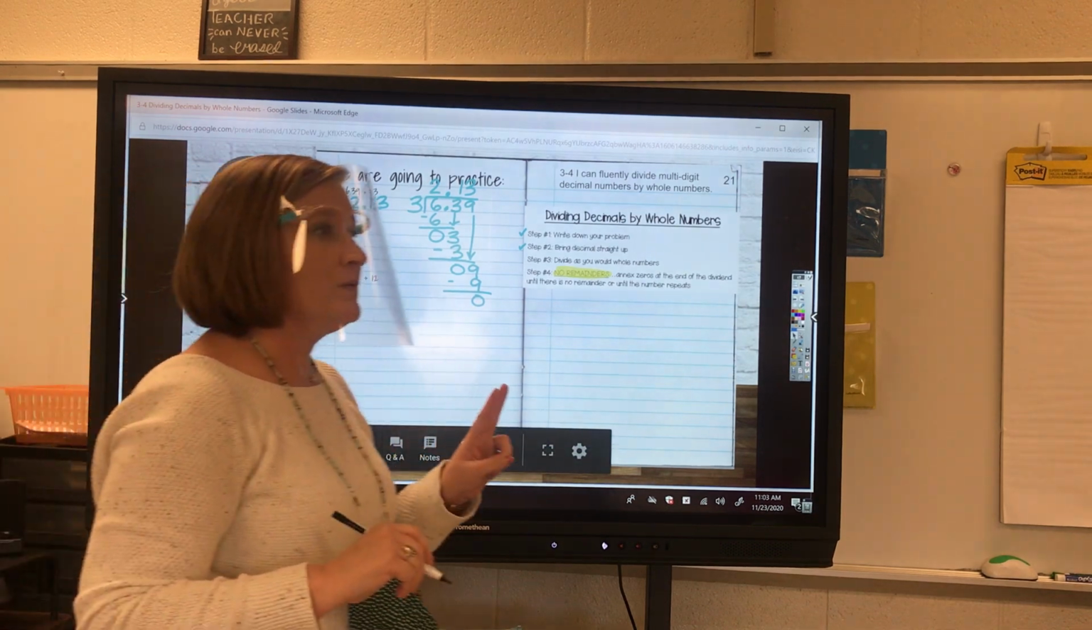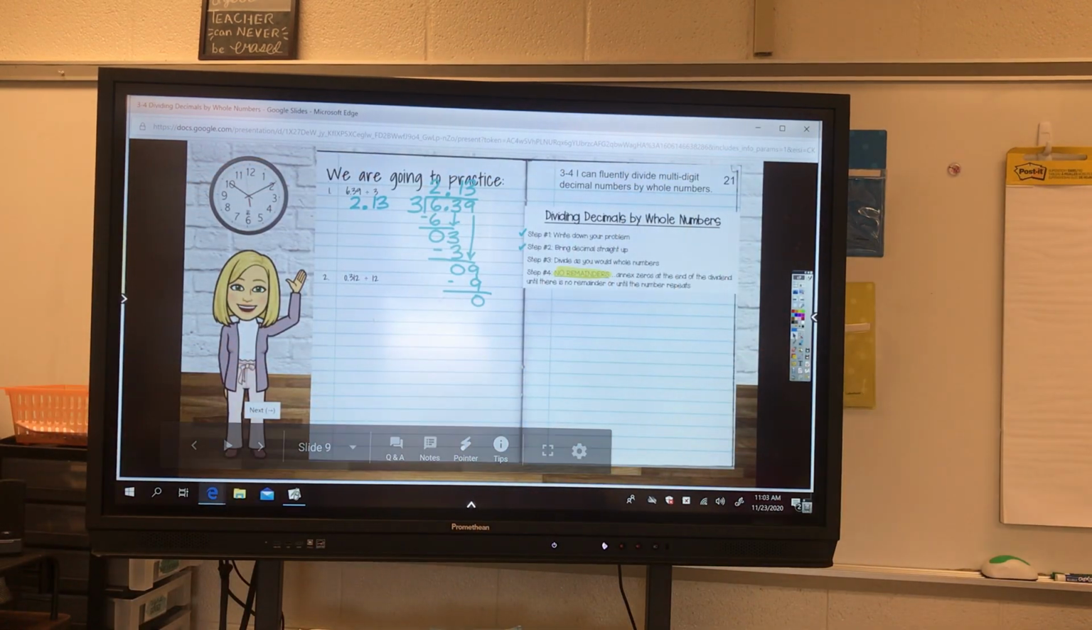All right, number 2, I've got 312 thousandths divided by 12. I want you to set this one up on your paper and stop. I want you to put the divisor outside the box and the dividend inside the box.